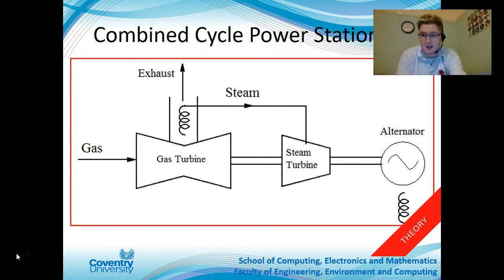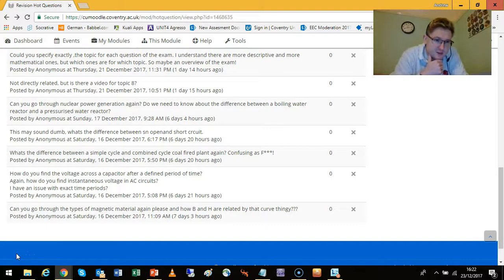So, next question, please. Okay, so it's the penultimate question. How do you find the voltage across a capacitor after a defined period of time? And how do you find the instantaneous voltage? This person has an issue with exact time periods. Okay, so let's look at the first one first: to find the voltage on the capacitor at a particular point in time, that would be from topic number 7.